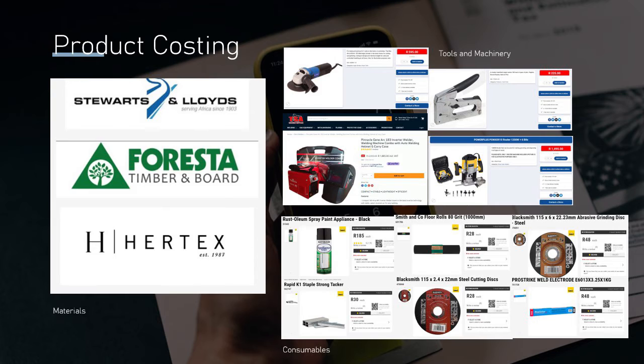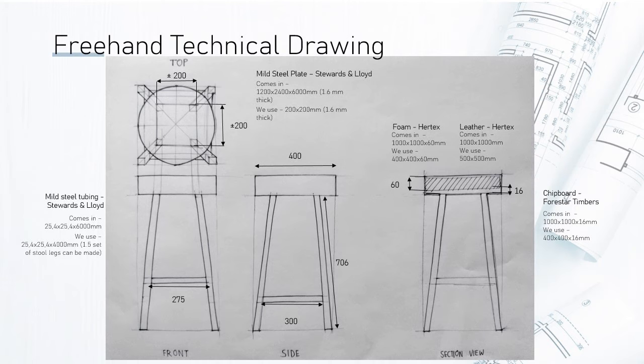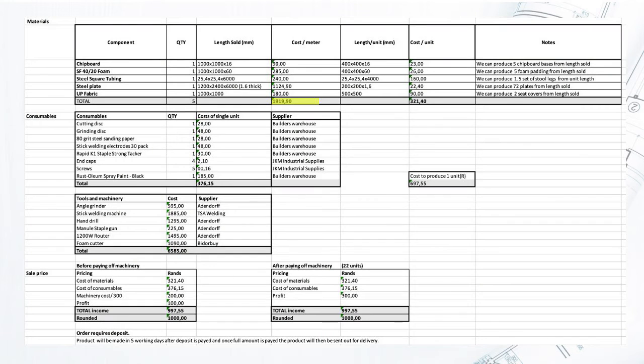Our material is supplied by 3 different suppliers, Foresta Timbers, Stewards & Lloyds, and Hertex. We bought materials in the sizes they are sold, at a total of R1,919.90. But if you divide the material up into the quantity that is required per unit, the price drops to R321.40 for material per unit. Next, we have the manufacturing process. This includes the construction of the stool and the process of creating it.